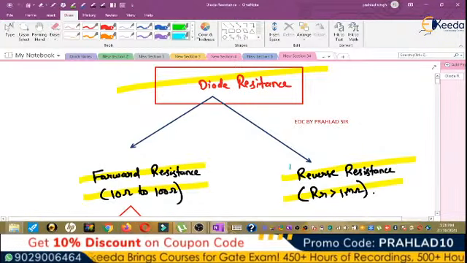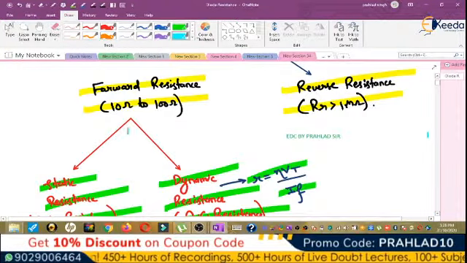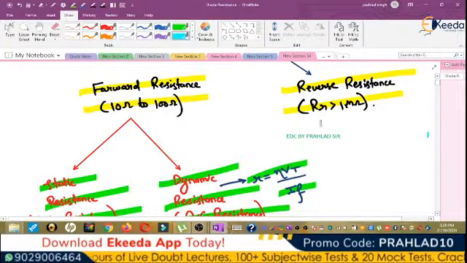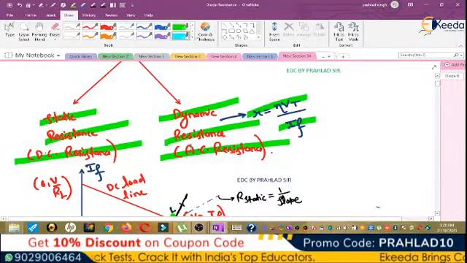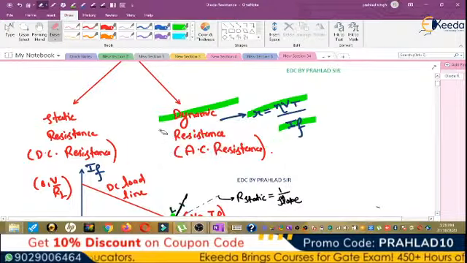So we talk about diode resistance. It is of two types: the forward resistance and the reverse resistance. Forward resistance is small, 10 ohm to 100 ohm, and the reverse resistance of a diode is large, greater than 1 mega ohm. Forward resistance again has two types: one is static resistance, another is dynamic resistance. Dynamic resistance is the AC resistance, and static resistance is the DC resistance.